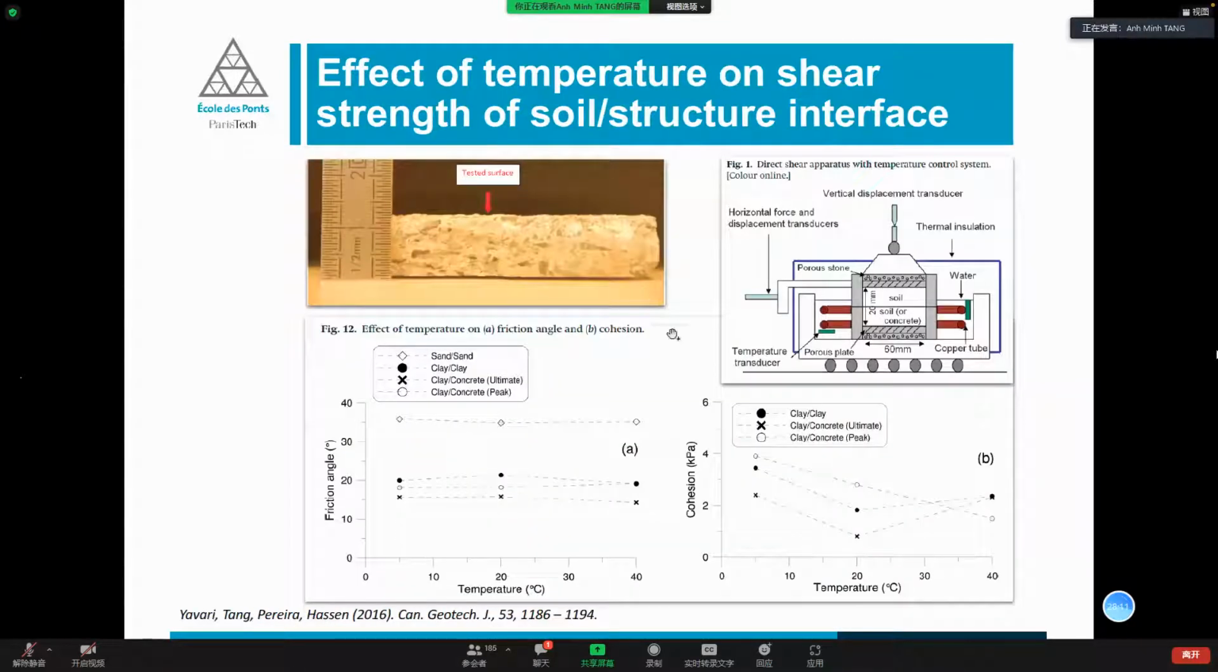So first, we want to see if there is an effect of temperature on the shear strength of the soil structure interface. What we did is use a standard shear apparatus where we put on the lower half soil or a concrete. This is concrete here that can simulate the pile, for example. And then on the other half, we put soil on the top. And we put the whole cell in a temperature controller called a bath here, to control the temperature of the cell. And then we perform direct shear tests.